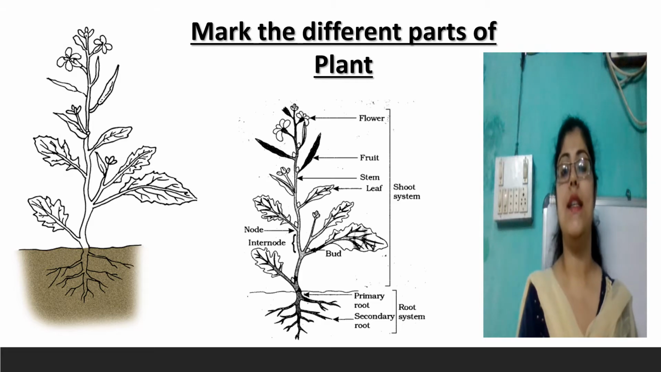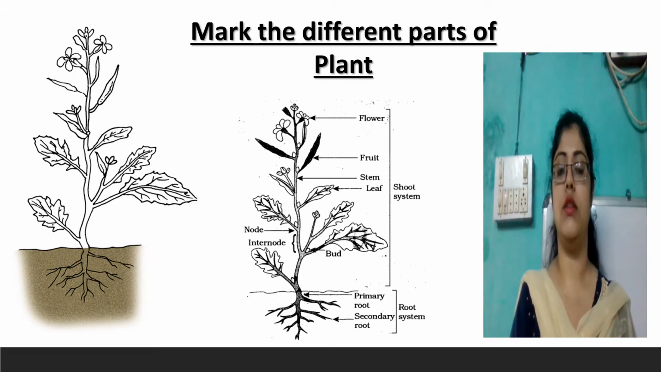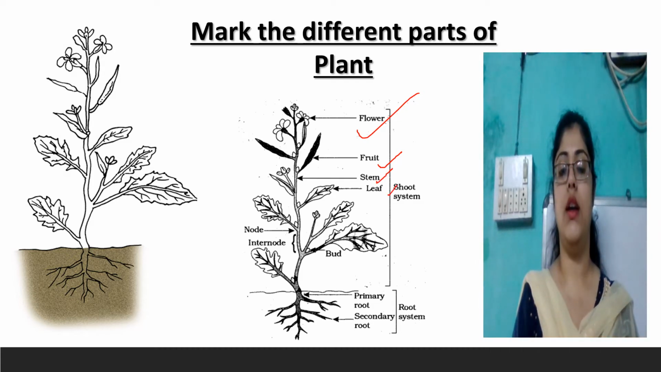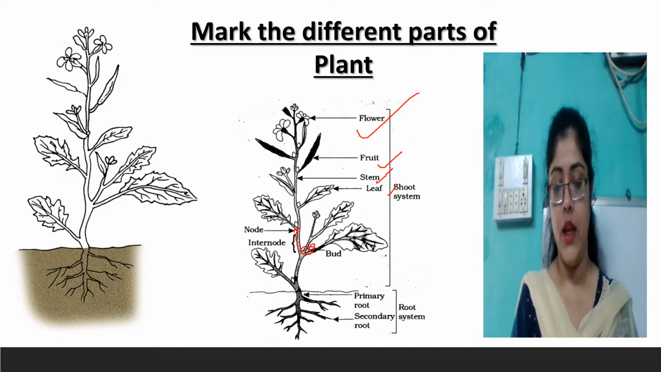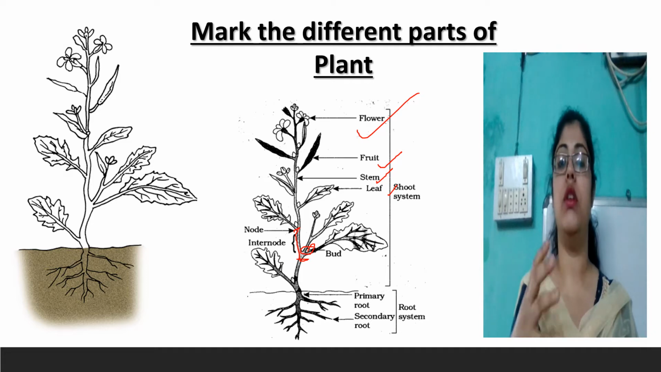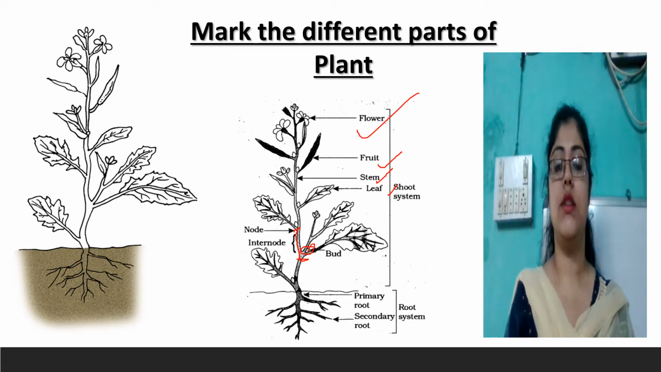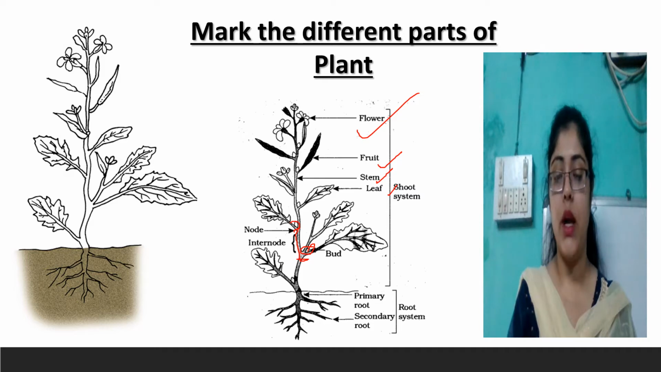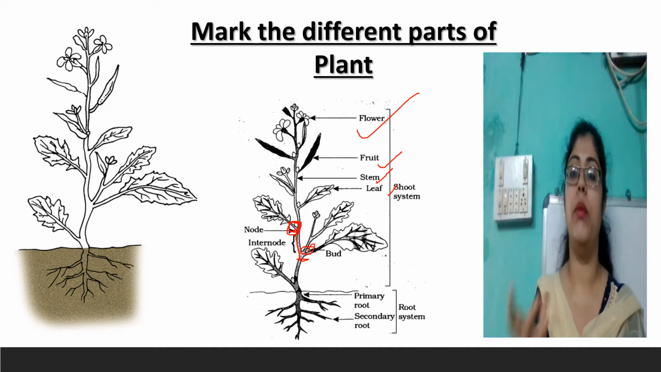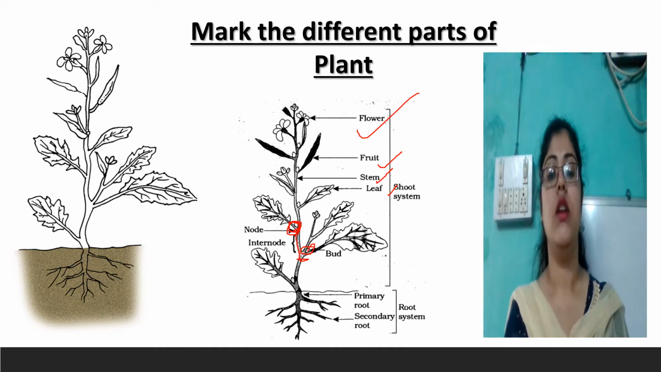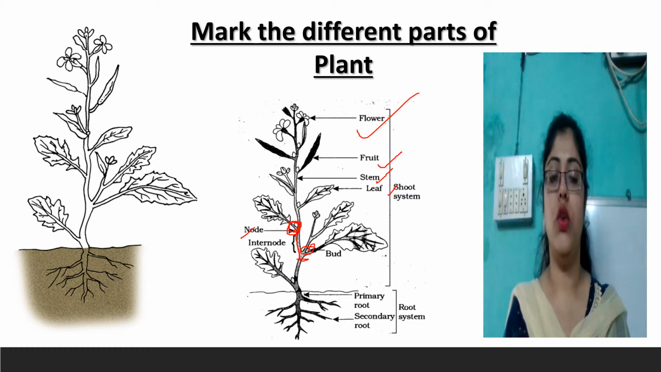Very good. So class, see, the different parts of the plant are flower, then fruit, then stem, leaf. The gap of the branch from the stem is called the internode, and the part where the new branch is connecting to the old branch or old stem part is known as the node, right?